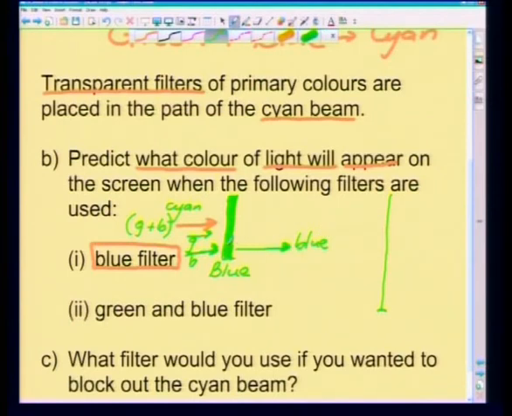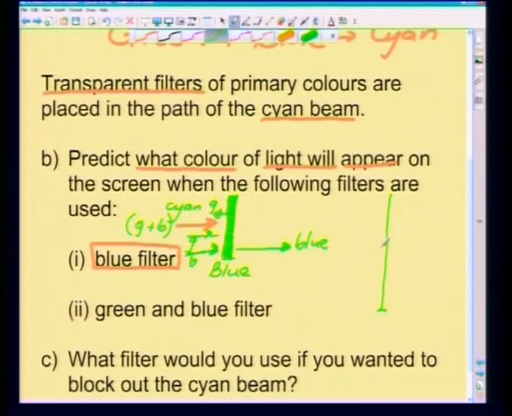Because there is blue here, this is in blue. What is going to happen to green? Green will be absorbed or will be reflected back here. So green goes back and blue is allowed through. So in other words, your cyan has been now broken up into two of its components. The blue is allowed to pass through and then the green is reflected.